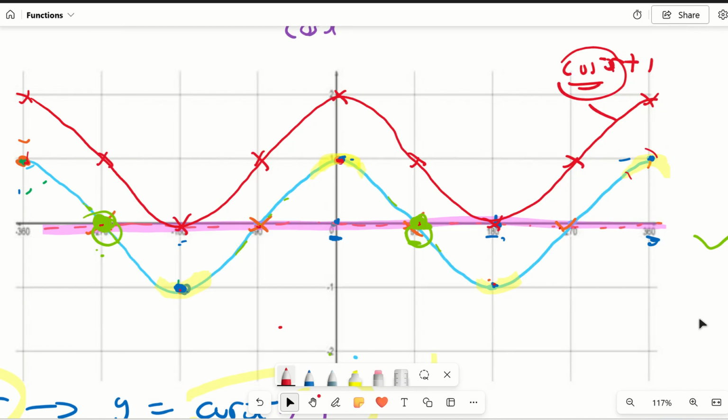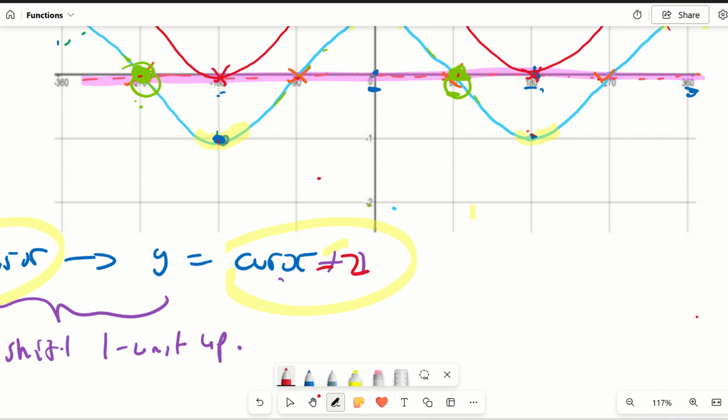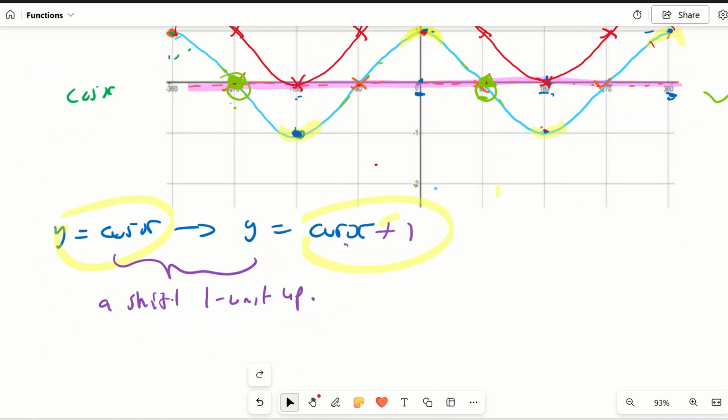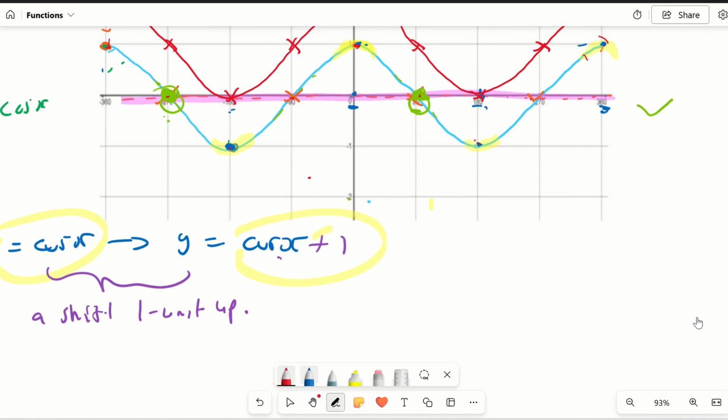So as I said, if we put -2 here, it means that we're shifting 2 units down. You just basically do the same as I did just now. Now let us explore. So this is a vertical movement, moving up or down. What about moving sideways? If I'm asked to draw y equals cos x minus 90 degrees, okay.